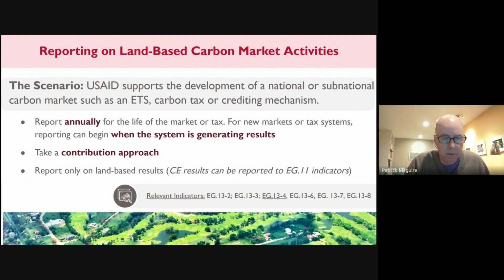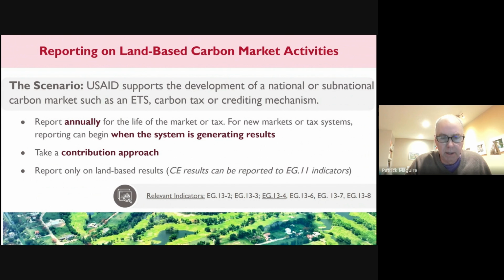And again, it's taking this contribution approach Larissa spoke about. So what is USAID's influence as one of many particular factors? We don't have to be delivering everything by ourselves under the contribution approach. We're just one element of a project's success. That applies here as well, the contribution approach, and reporting only on land-based credits. So clean energy results are being reported under EG.11 indicators. And the indicators that we're talking about here, theoretically, they could all apply, all of the EG.13 indicators.